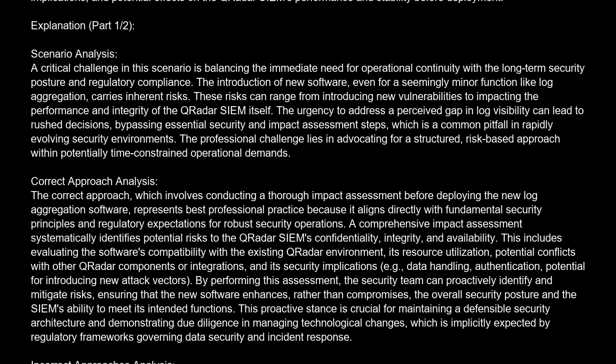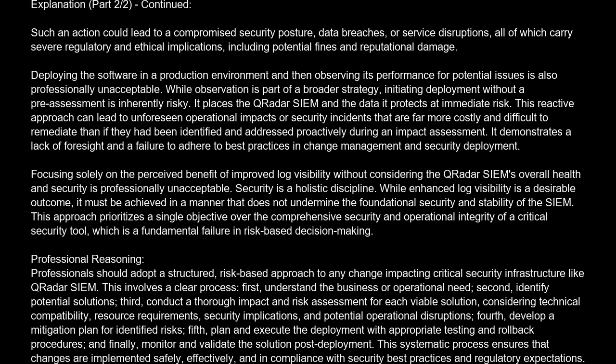Incorrect approaches analysis. Implementing the software immediately without any prior assessment is professionally unacceptable because it represents a significant disregard for risk management principles. This approach bypasses critical security checks, potentially introducing vulnerabilities or instability into the QRadar SIEM. Such an action could lead to a compromised security posture, data breaches, or service disruptions, all of which carry severe regulatory and ethical implications, including potential fines and reputational damage.